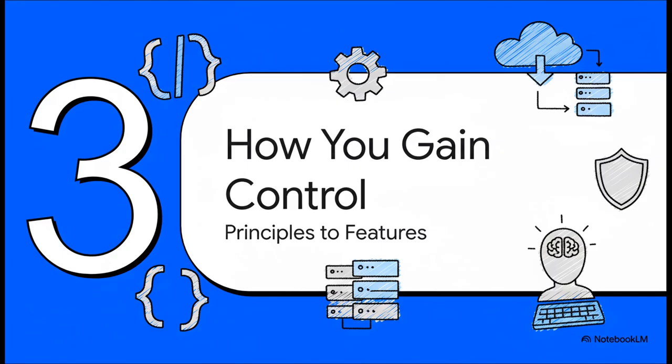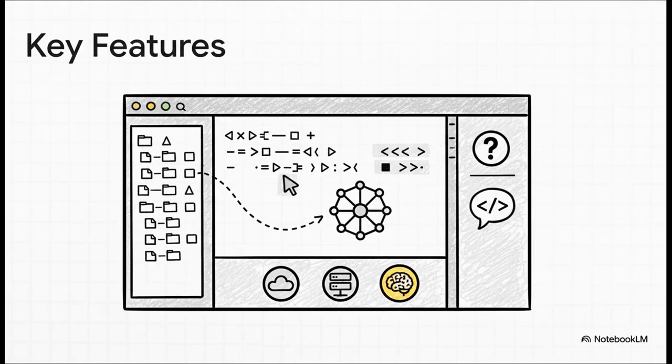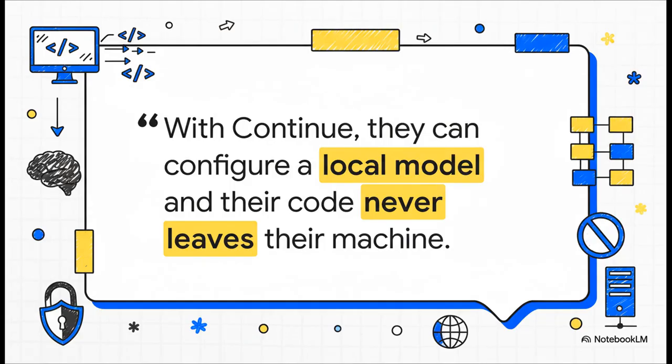All right, so those are the big ideas, the principles. But what does this actually look like day to day? How do you really gain that control when you're actually writing code? The experience itself is going to feel pretty familiar. You get that awesome inline autocomplete as you're typing. You have an integrated chat panel where you can ask questions or get it to write code for you. But the real magic is in that flexible model configuration and its ability to understand your entire codebase, all on your terms.